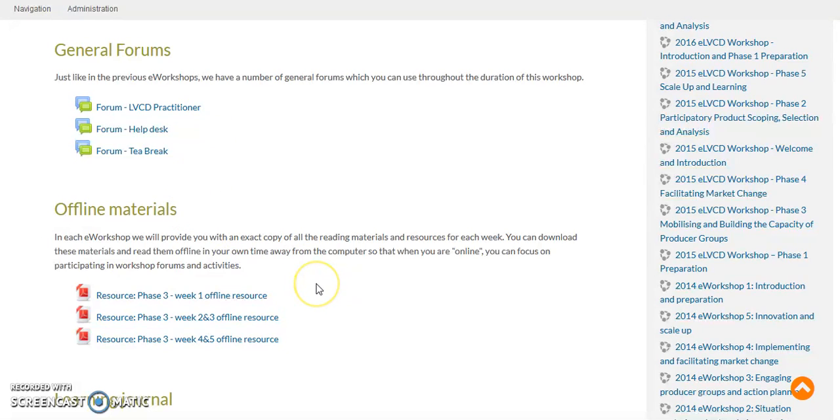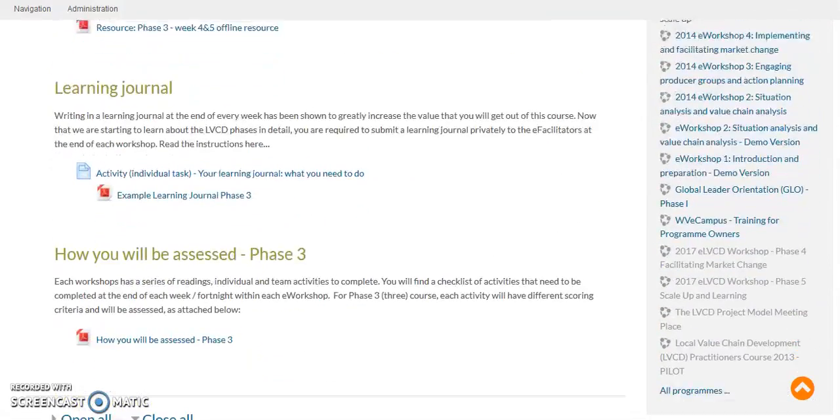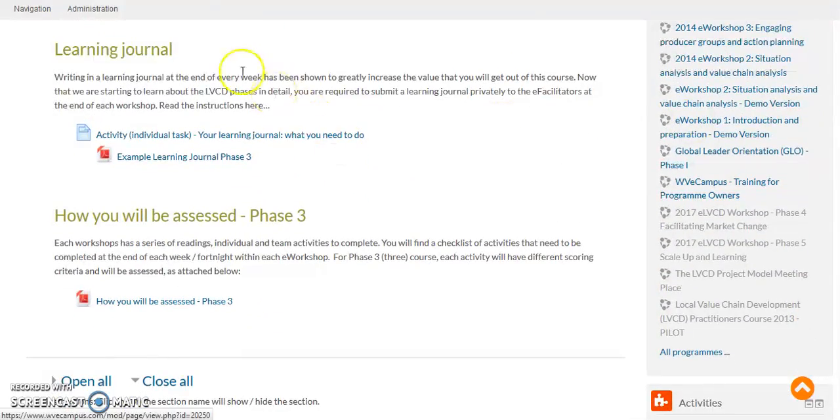If you're planning to go to the field during this phase, you can download the offline materials here so you can read them offline in your own time away from the computer, so that when you are online, you can focus on participating in workshop forums and activities. And don't forget, at the end of this phase, you will need to submit your learning journal.